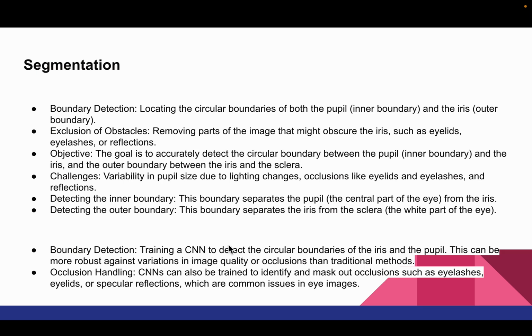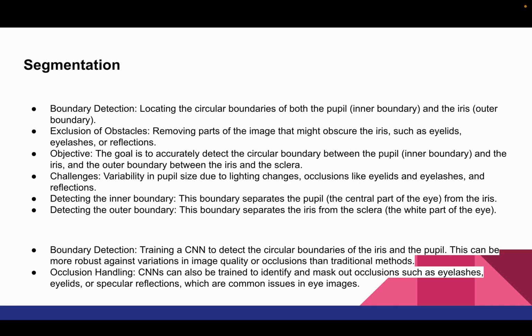Segmentation, which is locating the circular boundary of the pupil and the iris, the outer area. In this step, we want to accurately detect the circular boundary.